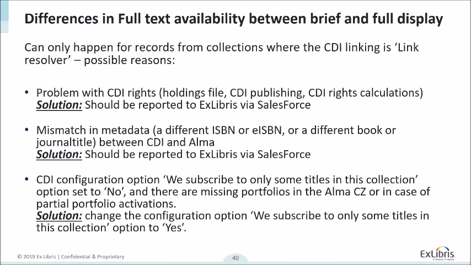The second is that there is a mismatch in metadata between CDI and Alma. The CDI record has an ISBN, and Alma actually has a different ISBN or a different book or journal title. So again, this is something that should be reported to Ex Libris via Salesforce. There's nothing really that you can do. You can do some troubleshooting if you want to, and I explained how to get and look at the Addata section and how to look at the OpenURL and then do a search in Alma.